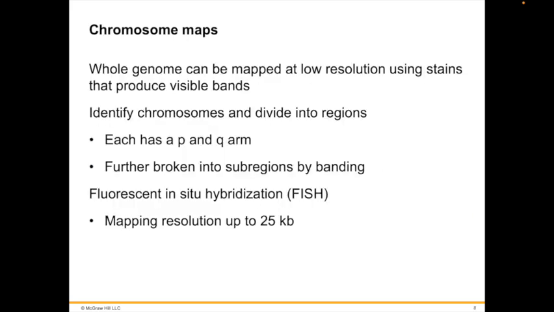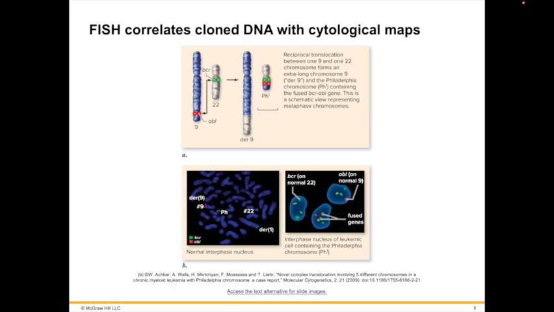By chromosome mapping, the whole genome can be mapped at low resolution using stains to produce visible bands. So you identify chromosomes and divide them into regions. Each chromosome has a P and Q arm and is further broken down into subregions by banding. Fluorescent in situ hybridization, or FISH, can be used, with mapping resolution up to 25 kilobases. FISH correlates clone DNA with cytological maps.